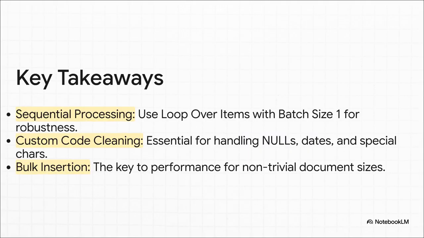So, to wrap it all up, if you remember nothing else from this, remember these three architectural pillars. 1. Stability comes from processing files one at a time with a batch size of 1. 2. The code node is not optional, it's absolutely essential for that critical data cleaning that prevents errors. And 3. For any real-world dataset, you have to use the bulk insert pattern for performance. These principles are what separate a brittle hobbyist workflow from a true, enterprise-grade data pipeline.